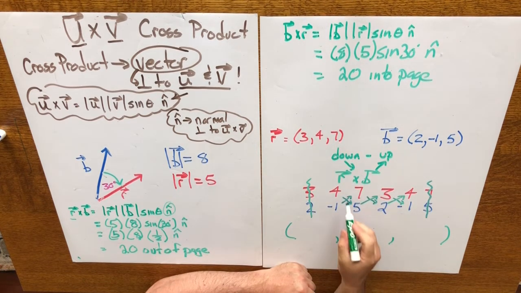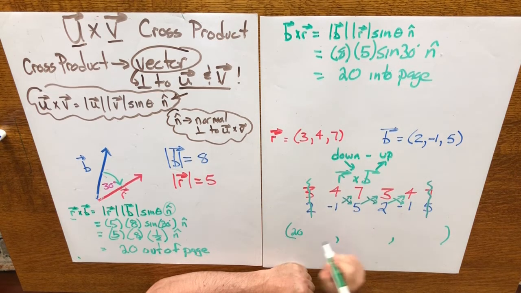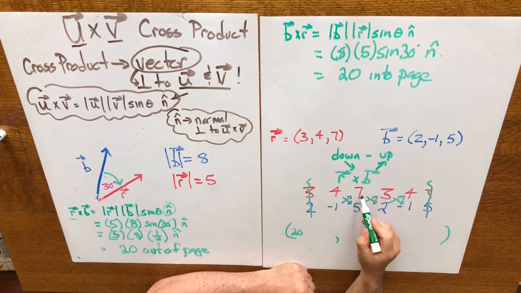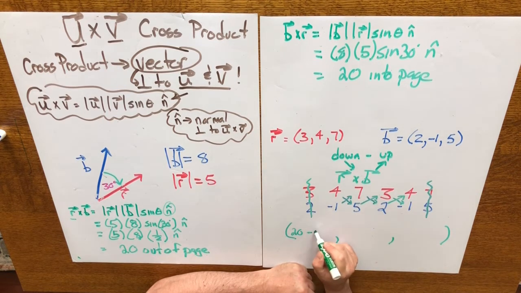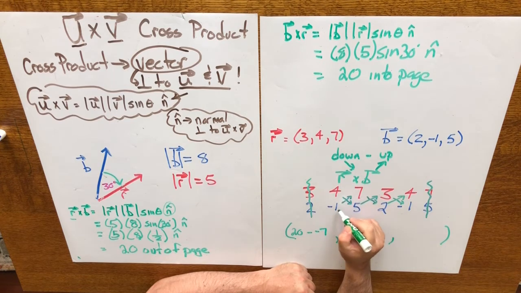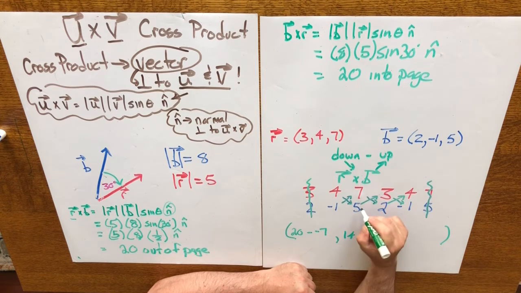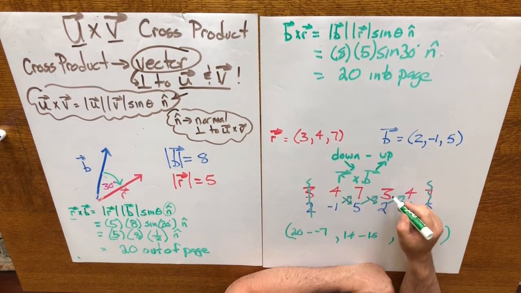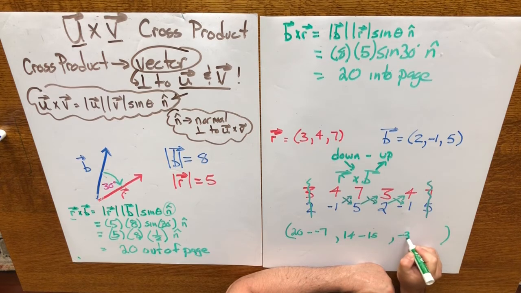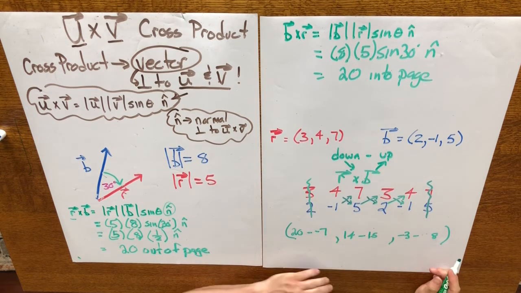So let's begin by looking at this first cross, the down, 4 times 5, 20, minus the up, -1 times 7 is -7. We want to minus a -7. Down product minus up product: 7 times 2, 14, minus 5 times 3, 15. And then here down, 3 times -1, -3, minus up, minus 8.